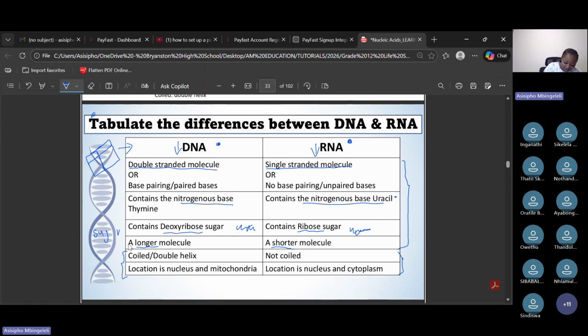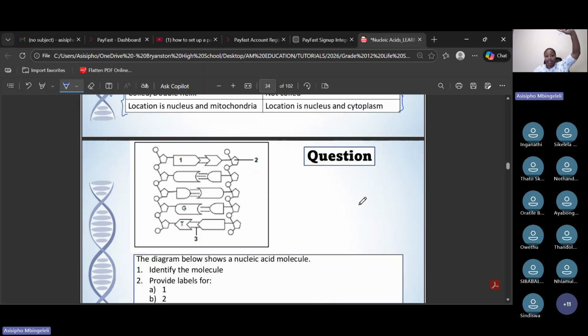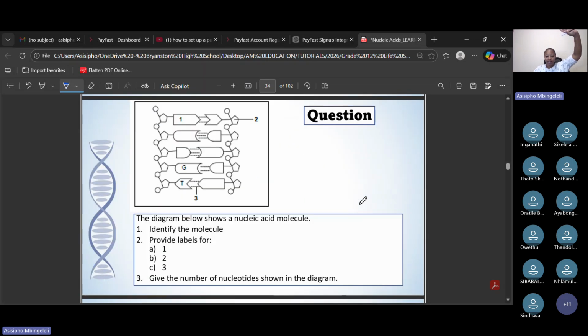So if you check on this row, we are speaking about the length. And then in this row, we are speaking about the comparison of the base. And then in this row, that's the pairing of bases. And in this row, the structure or the strands of the molecule. I hope that makes sense. Remember to stop me anytime, guys, so that I can address whatever question that you have.